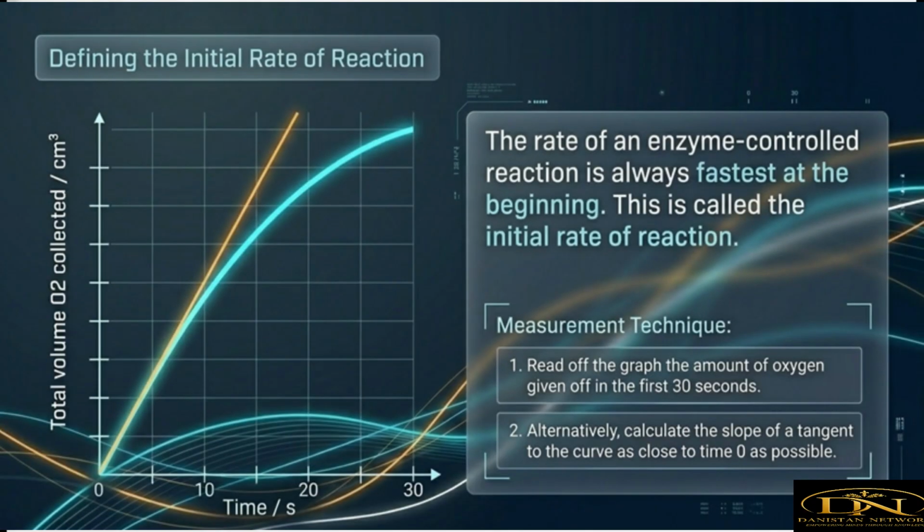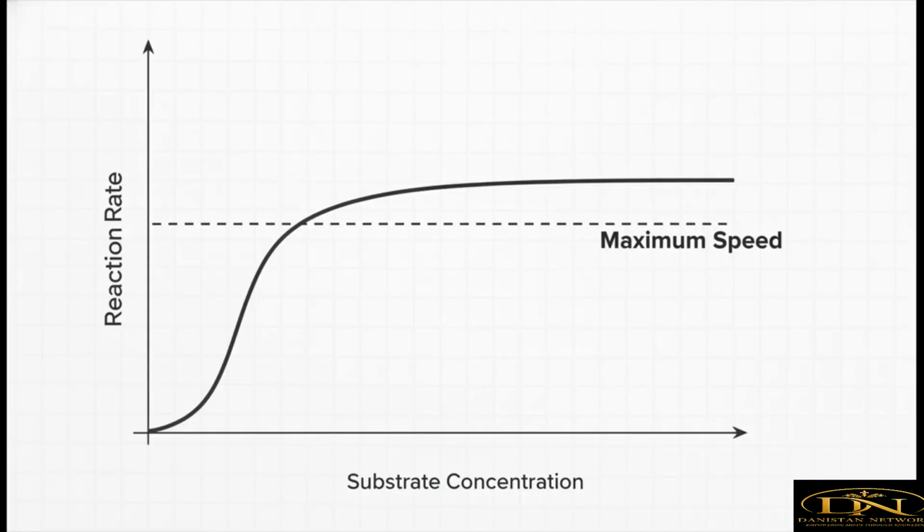Okay, but what if we flip that around? What if we keep the number of enzymes the same, but we just keep adding more and more substrate? At first, yeah, the rate's going to climb, but it doesn't just keep going up and up forever. You can see it clear as day on this curve. The rate goes up, and then, boom, it hits a ceiling. It just plateaus. This is its maximum speed.